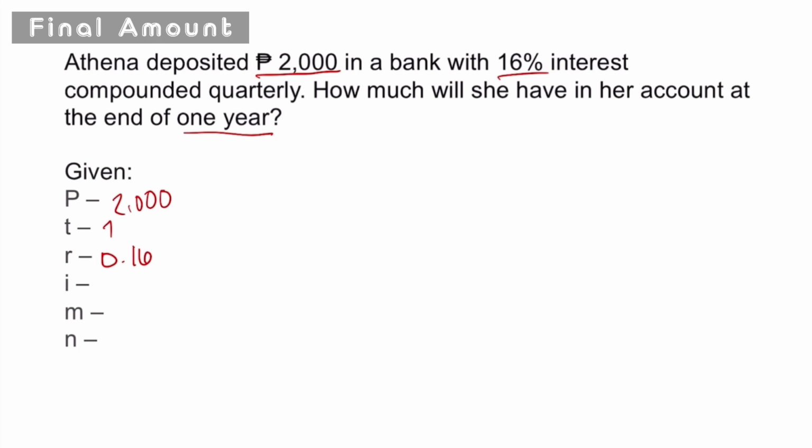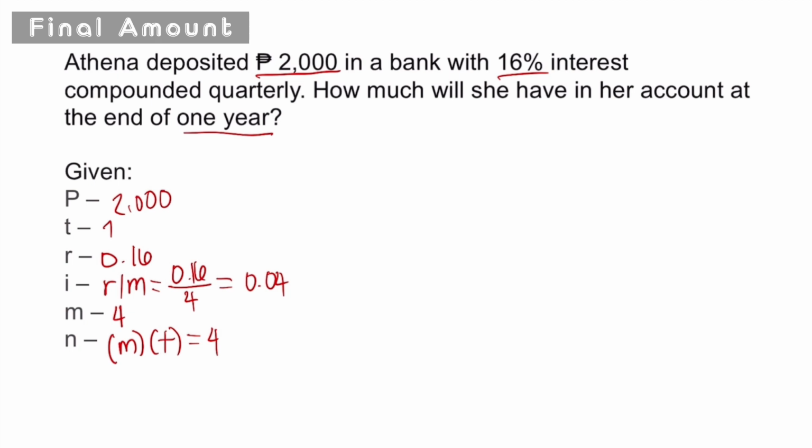I is equal to R divided by M, which is 0.16 divided by 4, equivalent to 0.04. M is equal to 4. N is equal to M multiplied by T, which is 4 multiplied by 1, equal to 4.